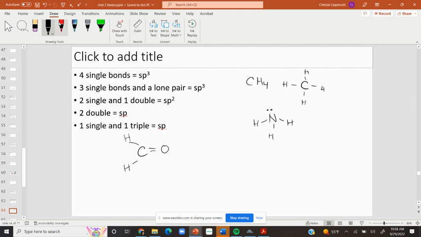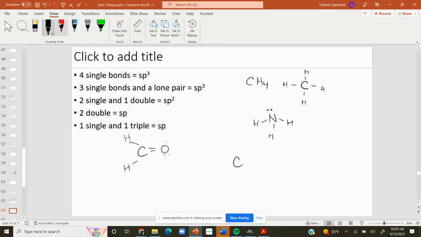So we're looking at the central atom. We're trying to figure out its hybridization. I'm going to take one finger down for each double or triple bond around that central atom. So I take one finger down. That means it is sp2. That's it. That's as hard as it is.